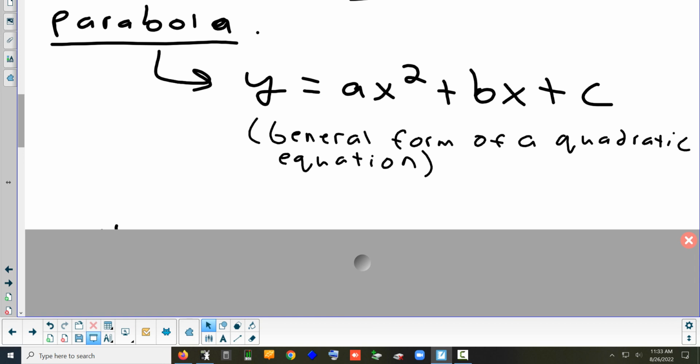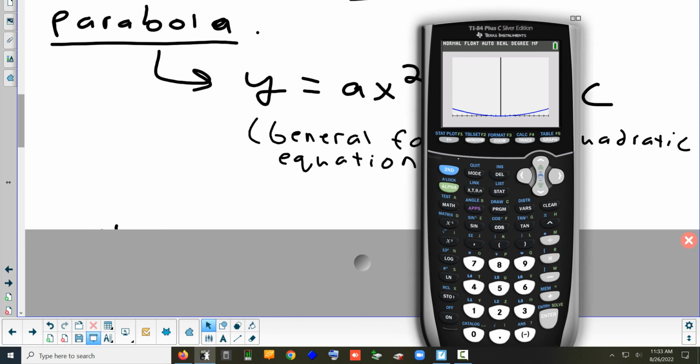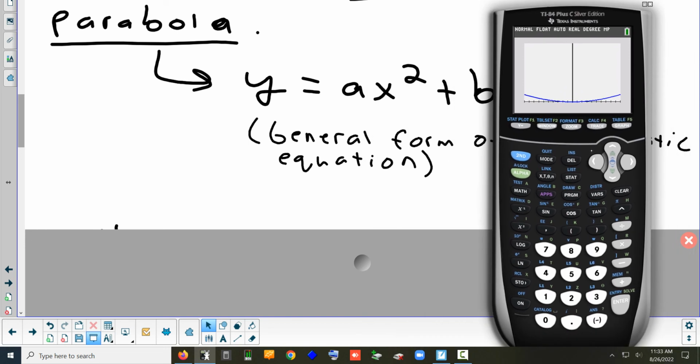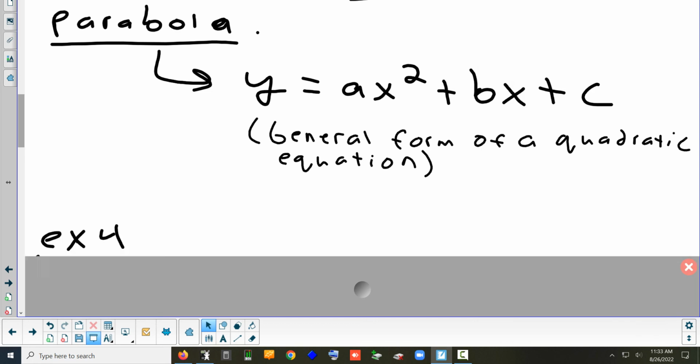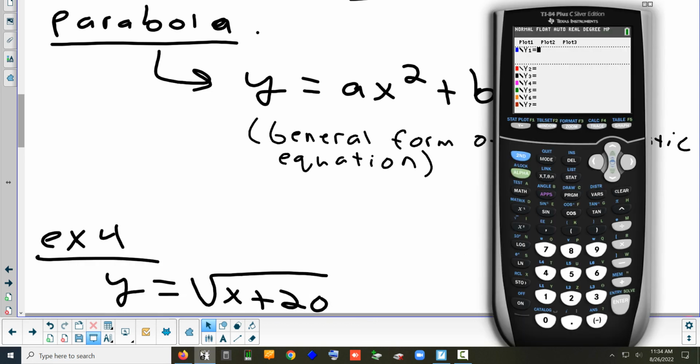Right. Let's try graphing something else and see if we can find out a window for it. So I'm going to go back to y equals. I'm going to clear anything I had in there. And I'm going to graph a square root function. Specifically, I want to graph the square root of x plus 20.